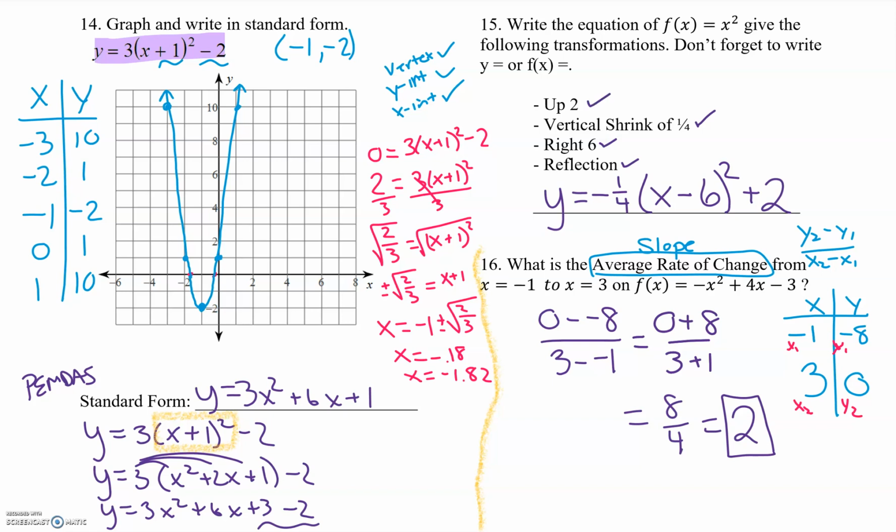Number 16, we have average rate of change. Remember, that's slope. So if you don't have a graph, you're going to want to do y2 minus y1 over x2 minus x1. If you have a graph, just count rise over run. So I made a table first, and I put my x's, -1 and 3, and then I used a calculator to find the y values. So we got a -8 and a 0. Then I just labeled x1, y1, x2, y2, and I plugged them right into the equation. So we get 0 plus 8 divided by 3 plus 1, which is 2. All right? Study well.